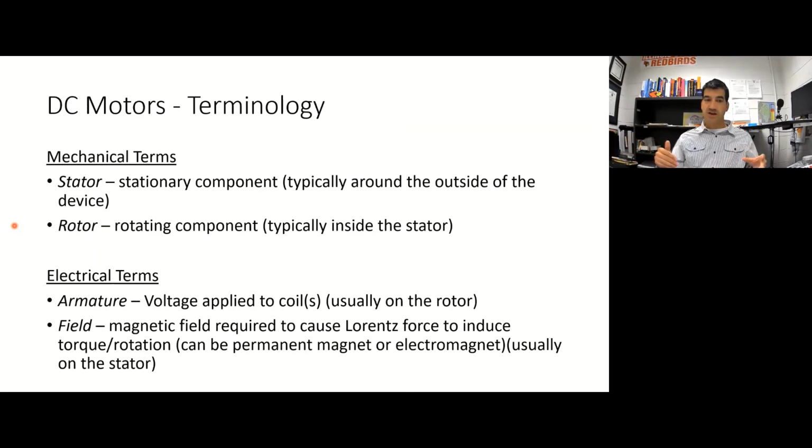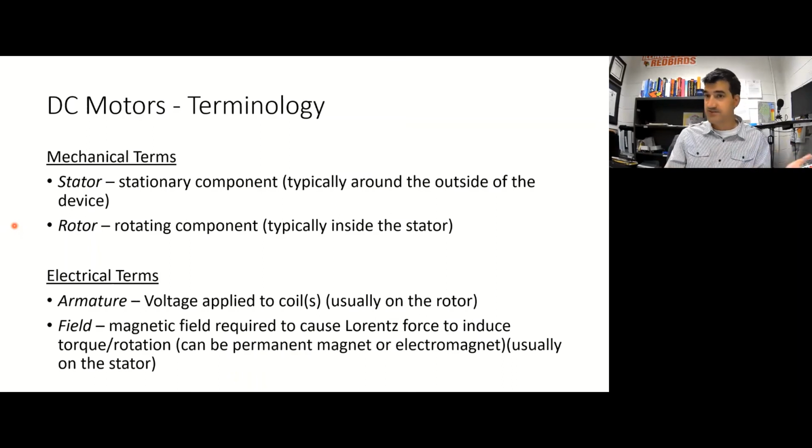So in a generator, the armature was where the voltage was induced, but now in a motor, the armature is where we're applying the voltage. So we've got a voltage source, and in the case of a DC motor, it's a DC voltage source, like a battery, and we're going to be applying that DC voltage source through a split ring commutator to the armature. So we're going to cause current to flow through the armature due to the applied DC voltage. All right, so that's the armature.